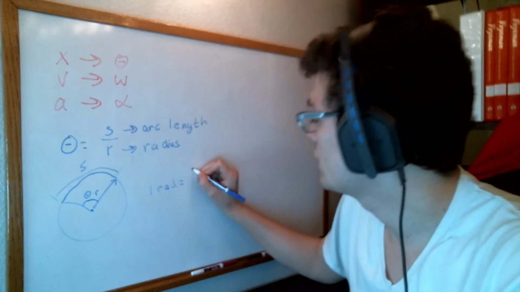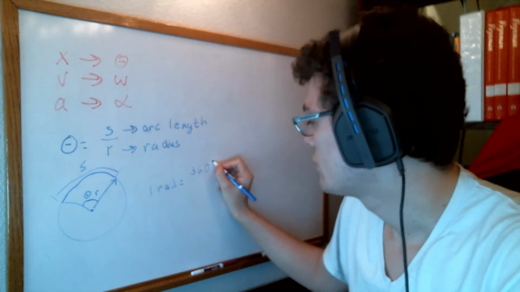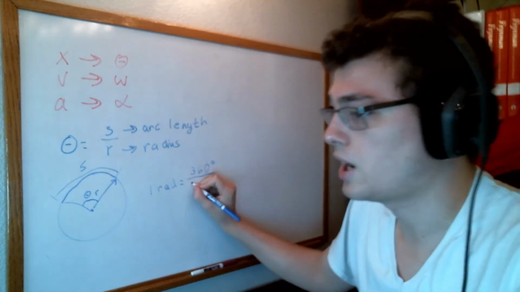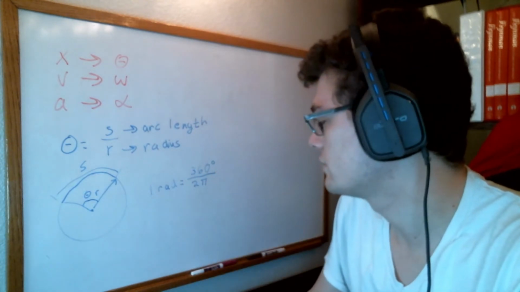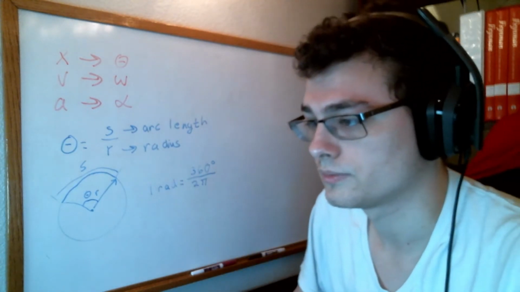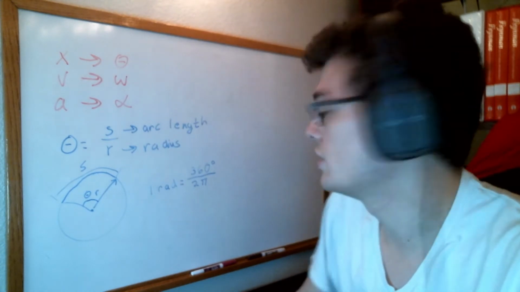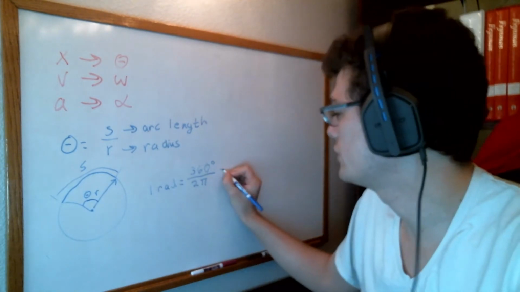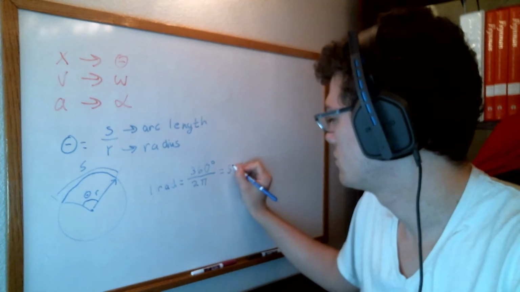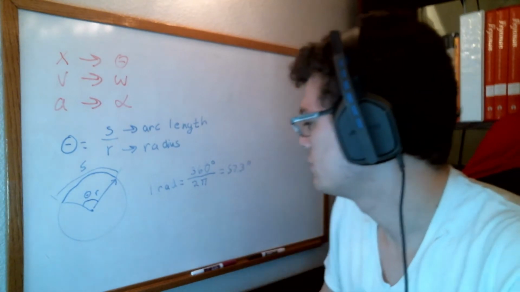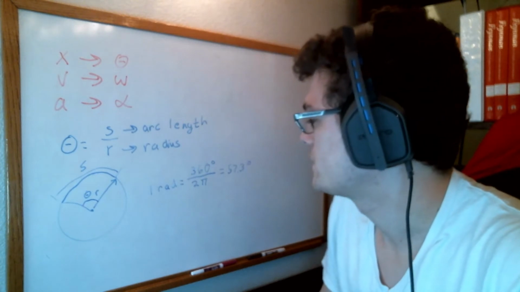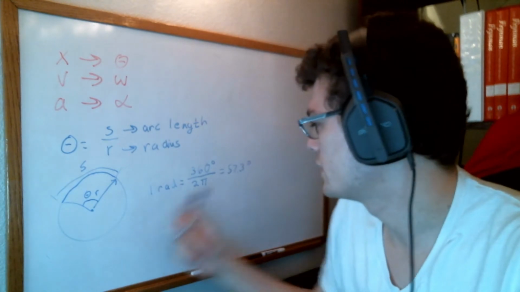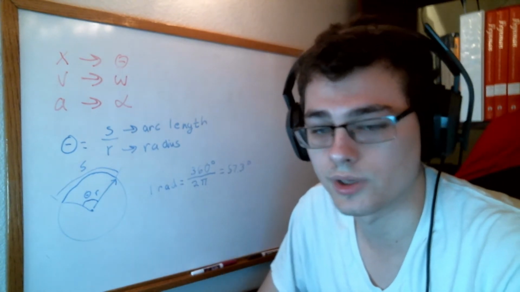So 1 radian is going to be 360 degrees, or the entire circle, over 2 pi. This is your conversion factor, so this is basically equal to 1. If you divide these two, you're going to get a total of 57.3 degrees, which is basically 1 radian. So 2 pi radians is going to be your entire circle, but 1 radian itself is about 57.3 degrees.